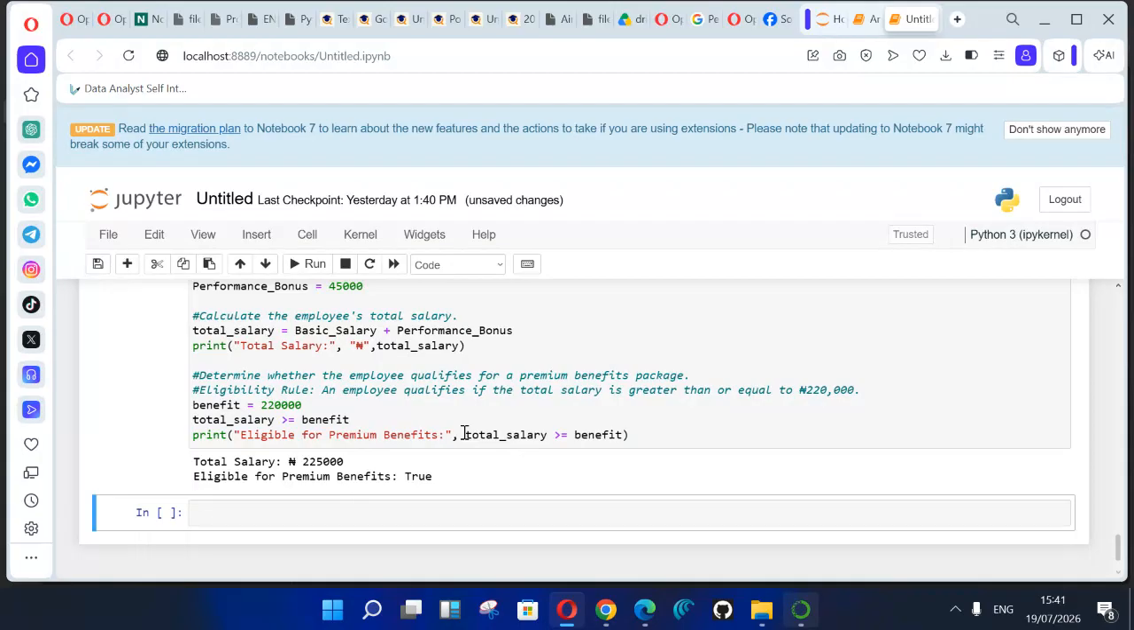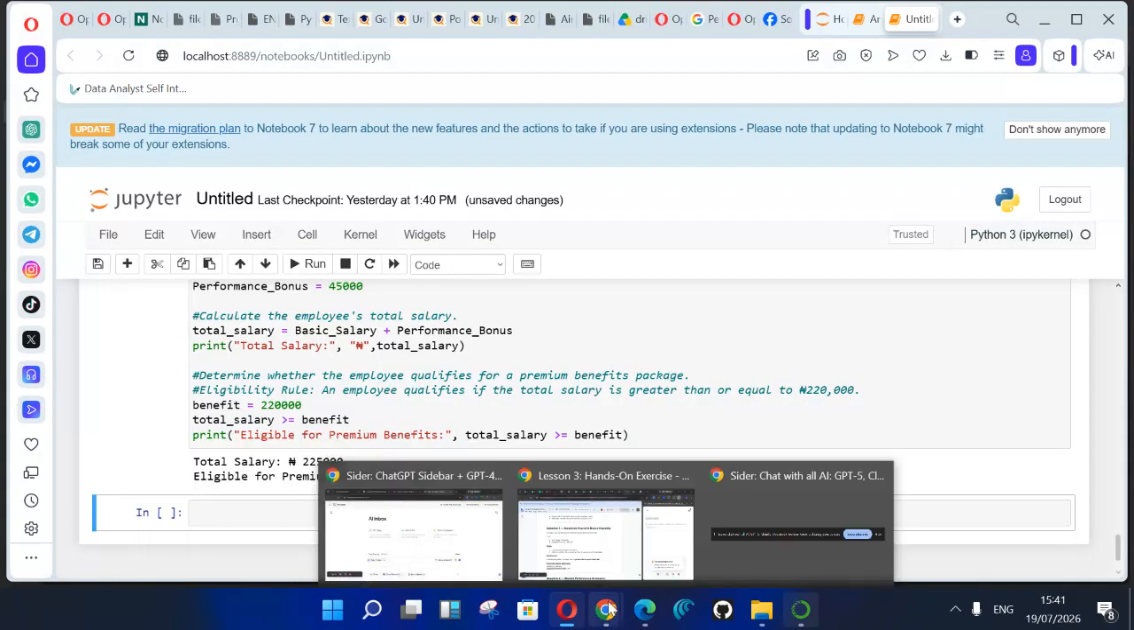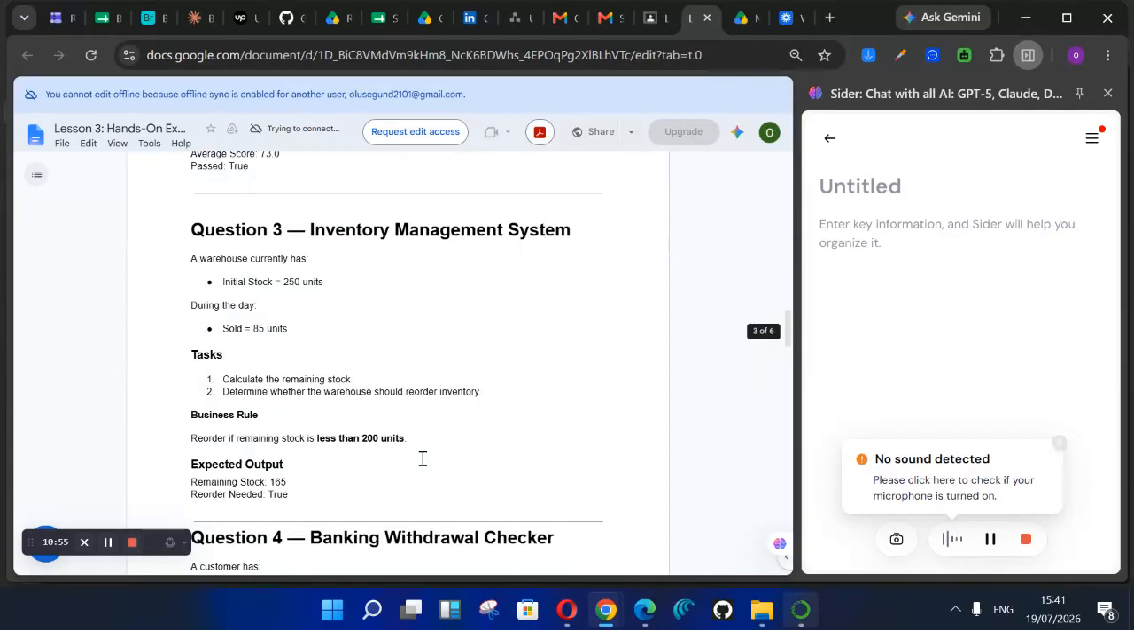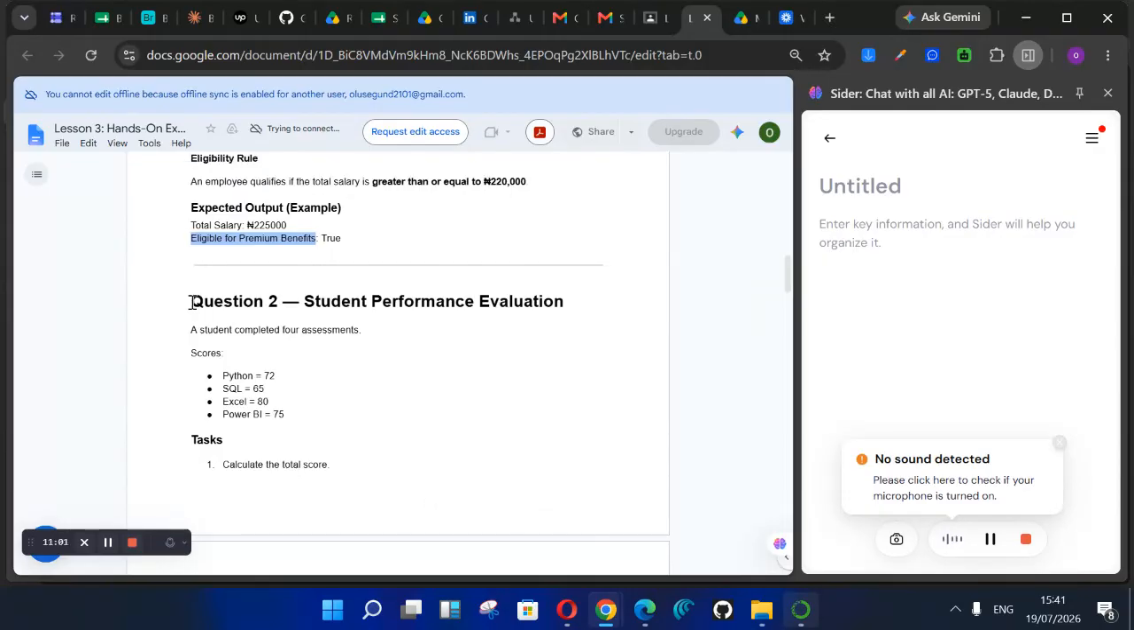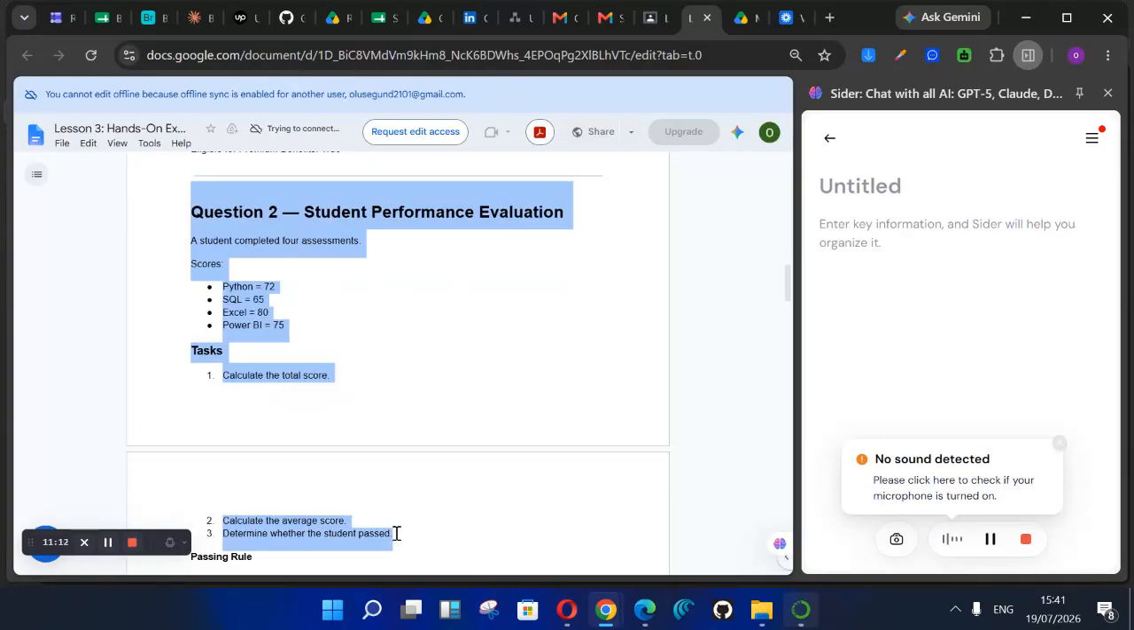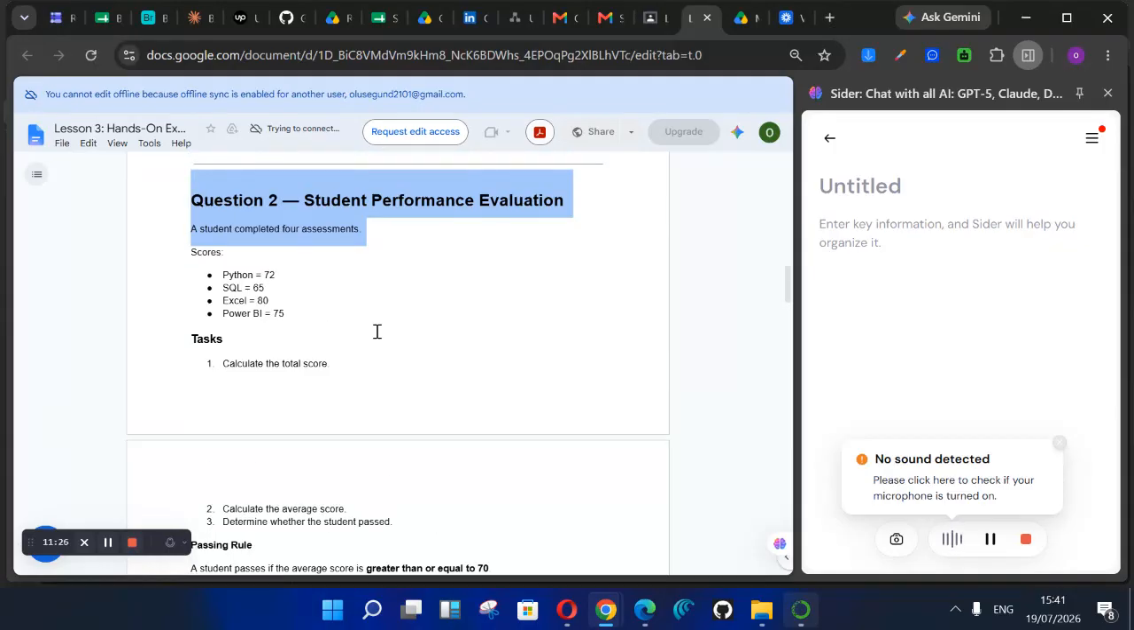Now let's go to the next question, which is question three. How many questions do we have? Okay, we have about four questions. Okay, question two. Now question two is students performance evaluation. So a student completed four assessments. These are the scores of the four assessments. They say we should calculate the total scores, and this is what we'll do.